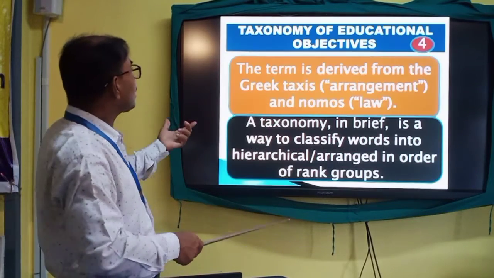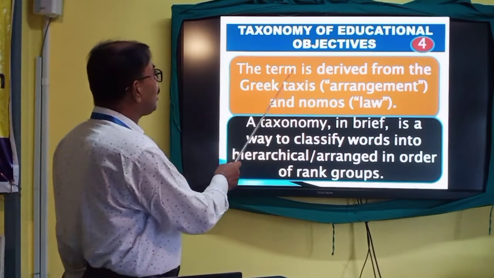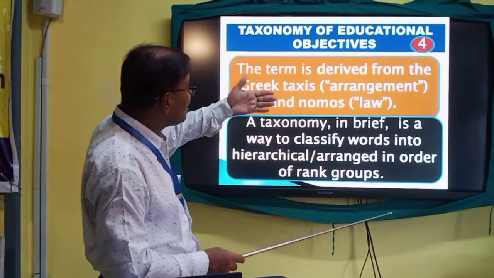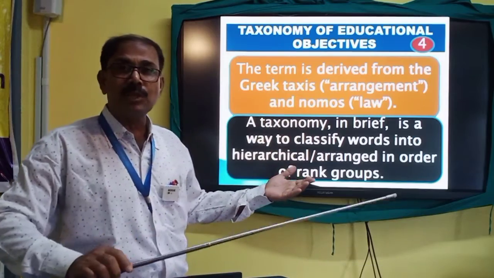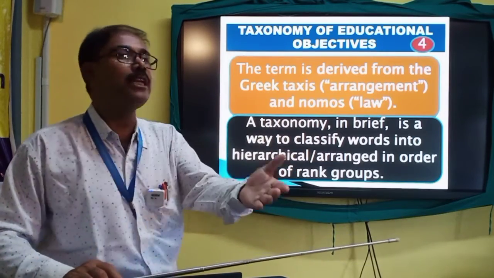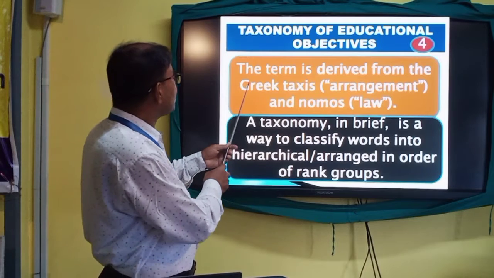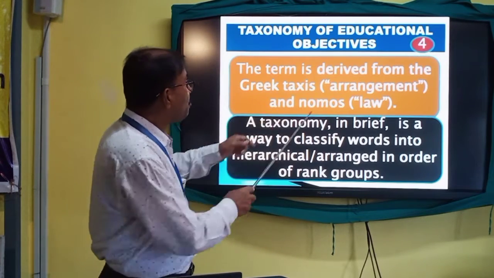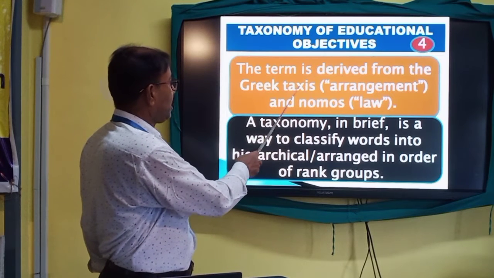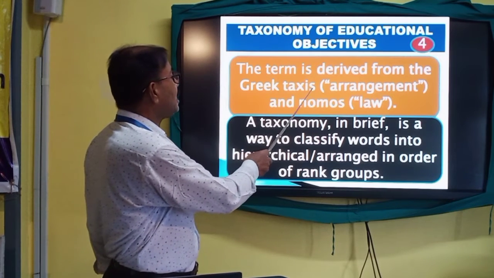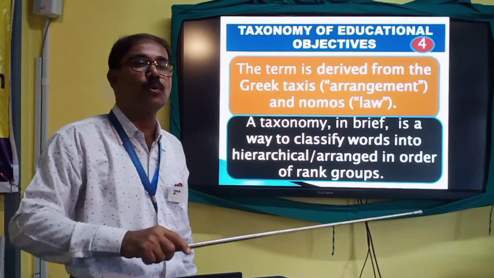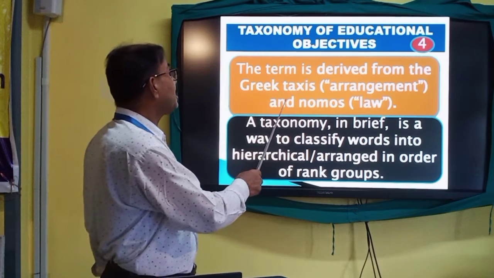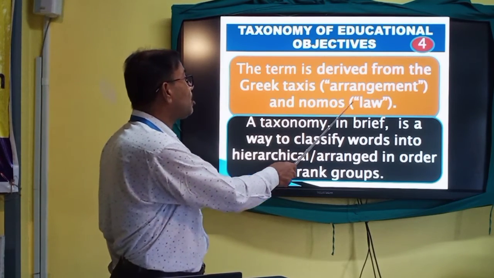Let us see the next slide. The term is derived from the Greek taxis. There is another group of educationists who are of the opinion that the term is derived from the Greek terms taxis and nomos, not nomia. Taxis means arrangement. Earlier we found nomia as method, but here nomos means law.